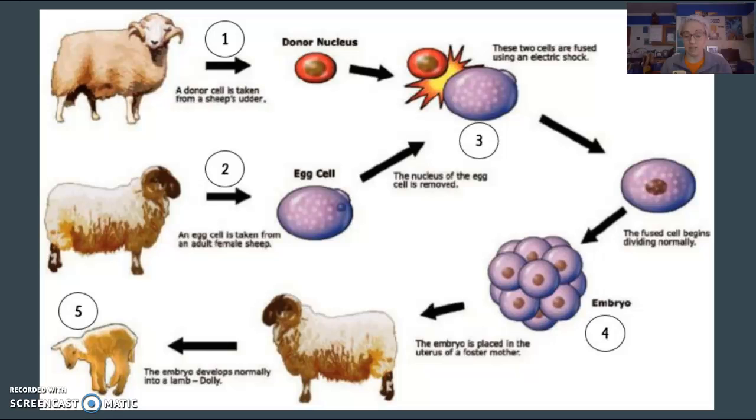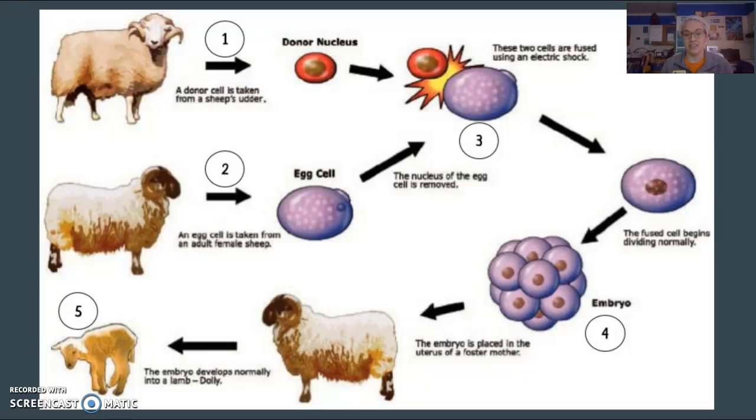Cell division begins to happen. We get an embryo, and then that embryo is going to get implanted into that surrogate mother or surrogate female sheep. After the pregnancy has gone to term and the surrogate parent gives birth to the clone, which is the lamb number 5, number 5 is going to be genetically identical to sheep number 1.